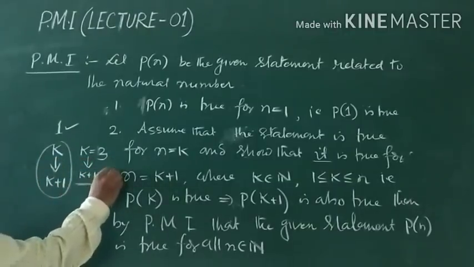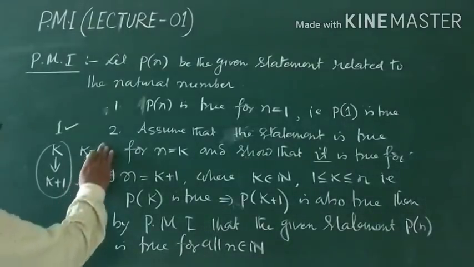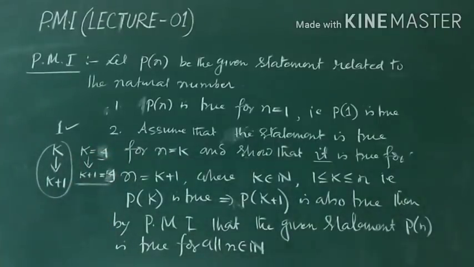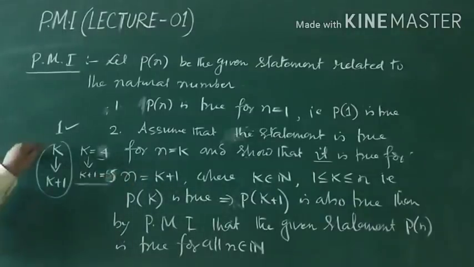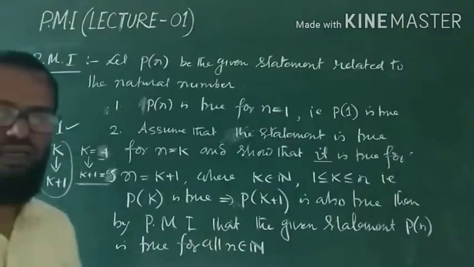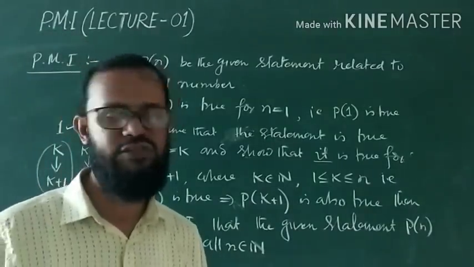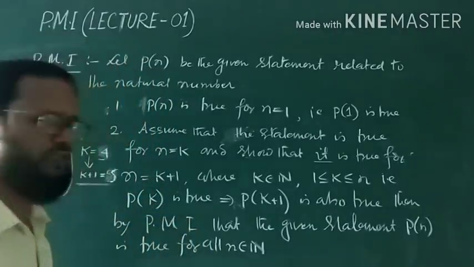k plus 1 will be how much? 4. That means the statement is true for 4. Again you replace 3 by what? 4, because already you proved that it is true for what? 4. Then what happens? It is true for what? 5. That means following this sequence, what will happen? Ultimately we can prove that the statement is true for all the natural numbers. That is the principle of mathematical induction.